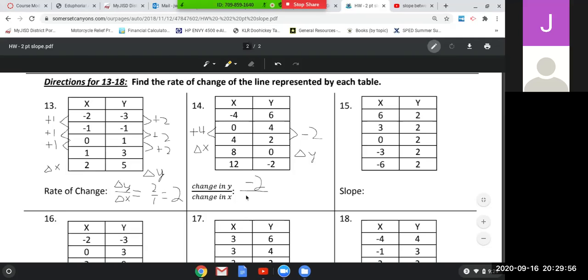My change in x is 4. Okay, so my slope is down 2 over 4. But that can be simplified. And it's a negative over a positive, so I know it's negative. 2 goes into 2 one time, and 2 goes into 4 twice. So my slope, my change in y over change in x, my rate of change is negative half. You're going down 1 for every 2 you go to the right with x.